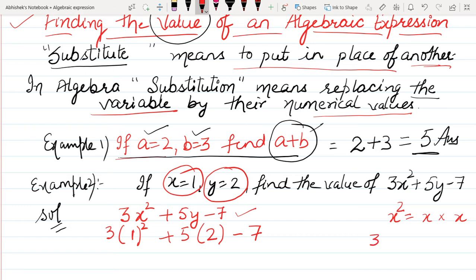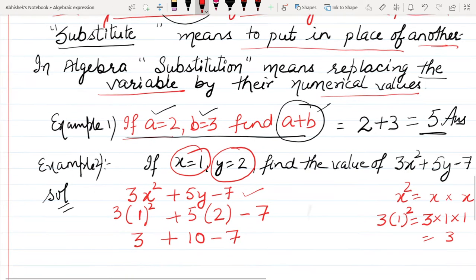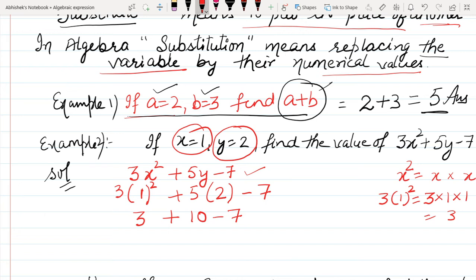So we have 3 into 1 raised to power 2, or 1 squared. What does it mean? 3 remains as it is, multiplied by 1 multiplied by 1, so this is equal to 3. We multiply 1 two times. Then 5 twos are 10, minus 7. So 3 plus 10 is 13, and 13 minus 7 is 6. So the value of the algebraic expression 3x squared plus 5y minus 7 is 6. I hope it is clear to you.